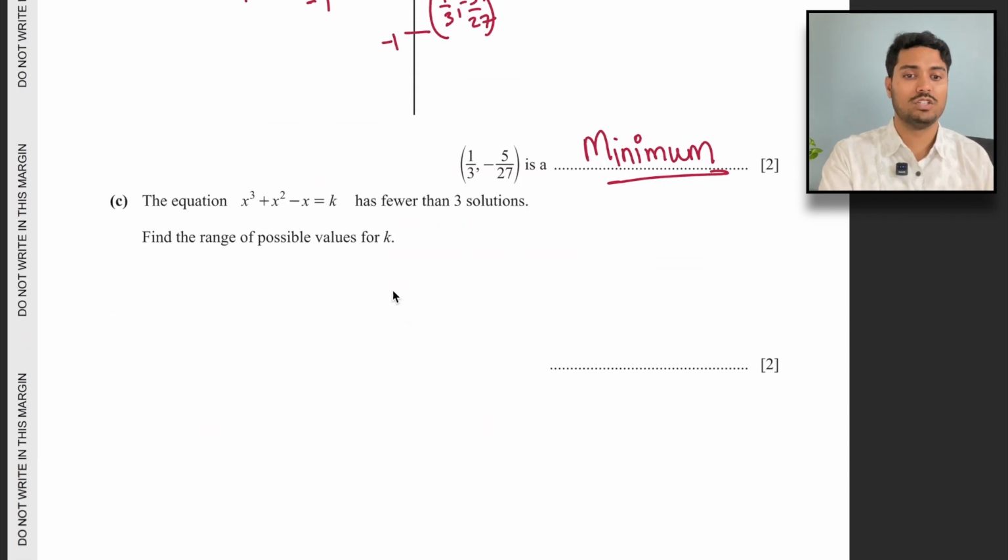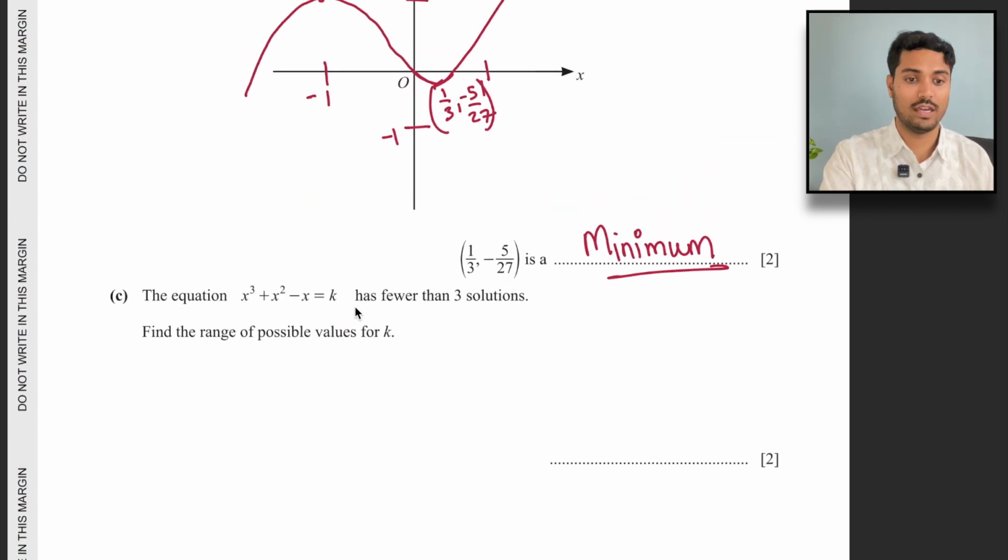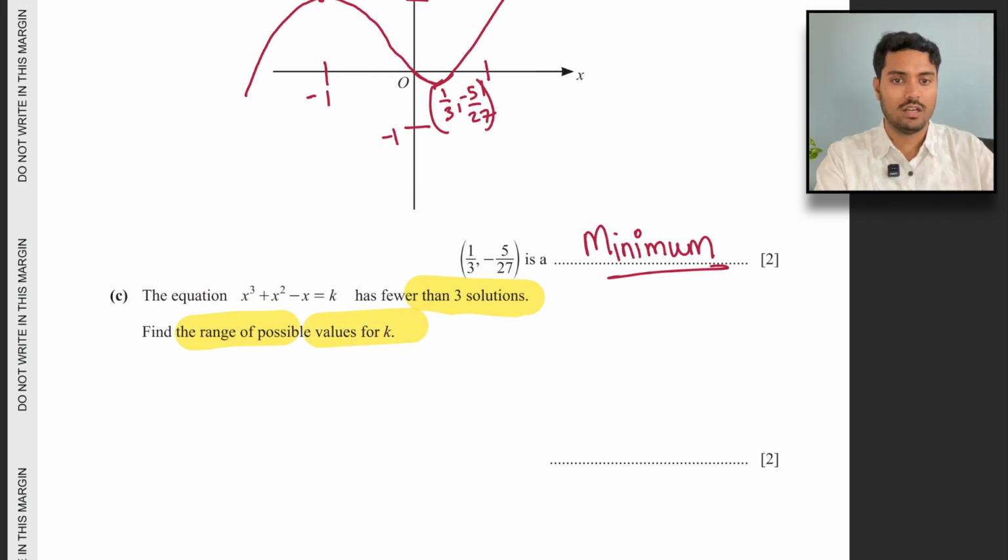Part C, let's check. It says the equation x cube plus x square minus x equals k has fewer than 3 solutions. Find the range of possible values of k. So for the range of possible values of k, we have to check the y value. So the y value is negative 5 by 27.